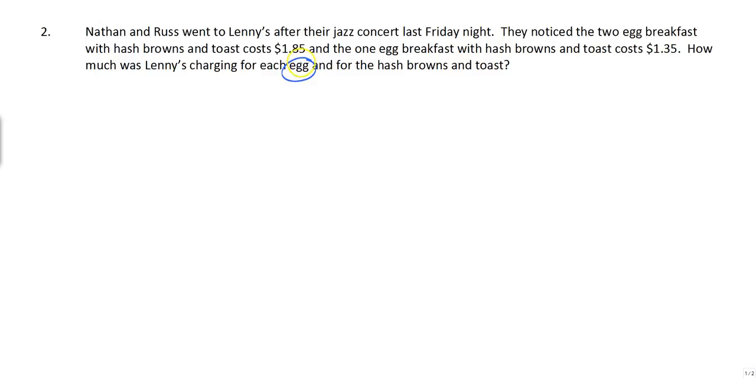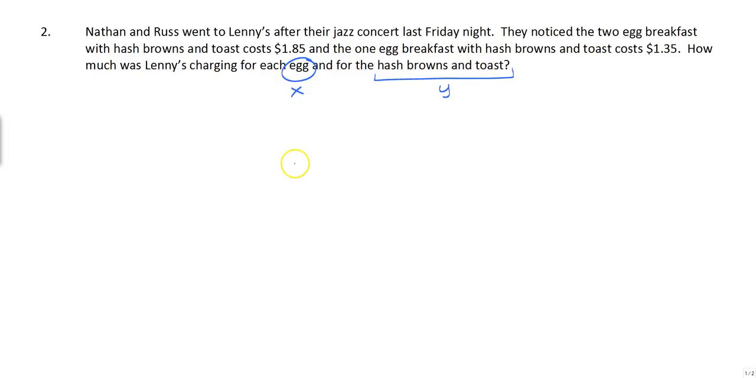So we have eggs. That's one of our variables. And the other one goes together, hash browns and toast. So you can call it H if you want to. You could call it S for sides if you want to. Or again, you could say that eggs are X and hash browns and toast is Y. As long as you assign your variables, you could pick whatever you want.